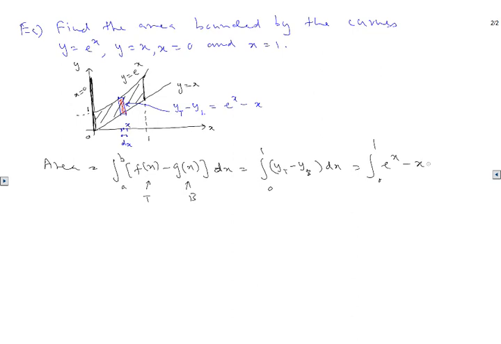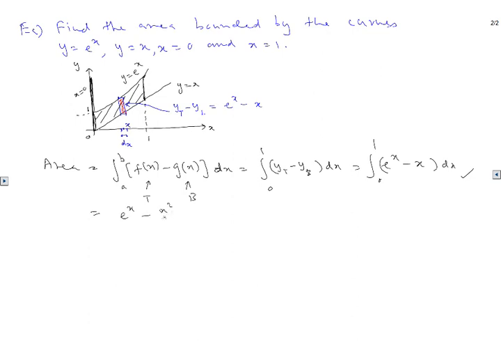Okay, so the top function and the bottom function. And then integrate dx. Okay, so that's the integral. That's the integral representing area. So we can finalize this. So the integral of e^x is e^x. We can find the antiderivative here.